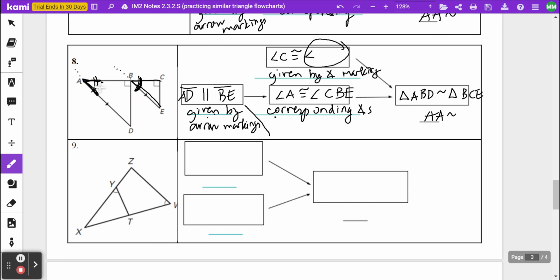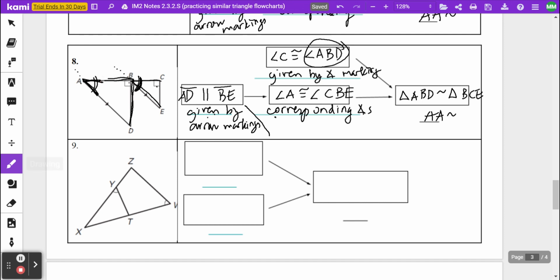Anyway, for this top one, angle C is congruent to angle ABD. And that's what's given by angle markings. Okay.